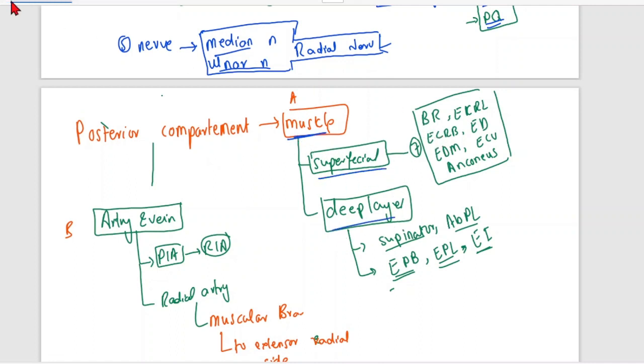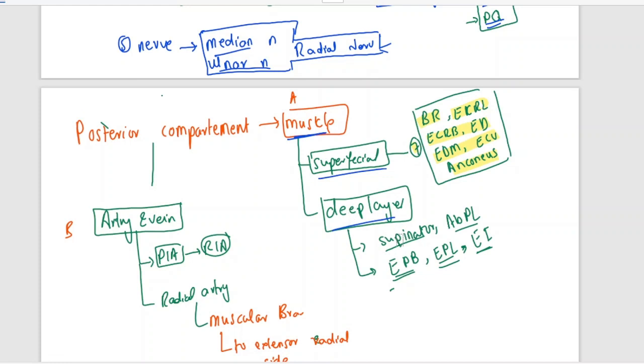Now the posterior compartment muscles: one is the superficial layer, another is the deep layer. The superficial muscles are brachioradialis, extensor carpi radialis longus, extensor carpi radialis brevis, extensor digitorum, extensor digiti minimi, extensor carpi ulnaris, that is 1, 2, 3, 4, 5, 6, and anconeus is the seventh muscle. So these all have 7 muscles.